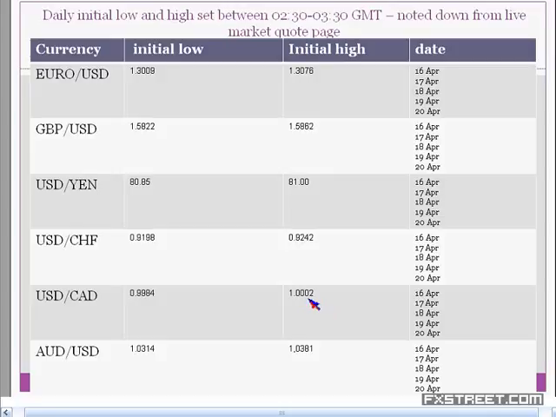1.0004 has become the high. And Australian dollar, the low there was breached by 2 pips, at 1.0312. So Canadian dollar, they breached the high. Australian dollar, they breached the low. That shows that they are doing the USD gaining move. And 1.0381 is the high that is undisturbed.